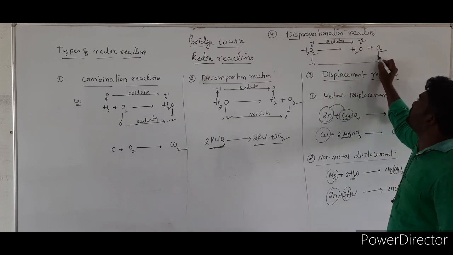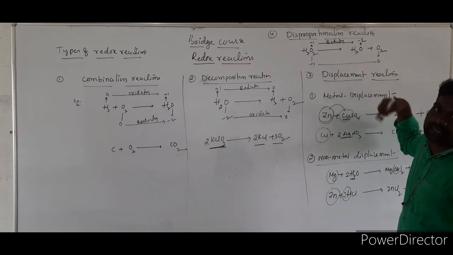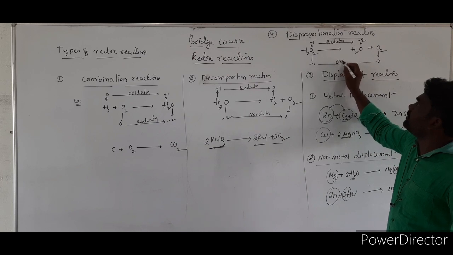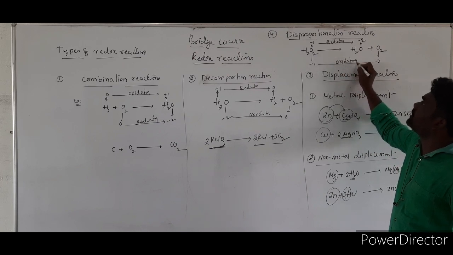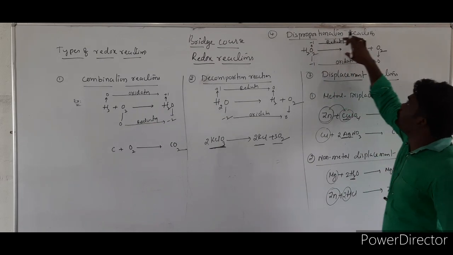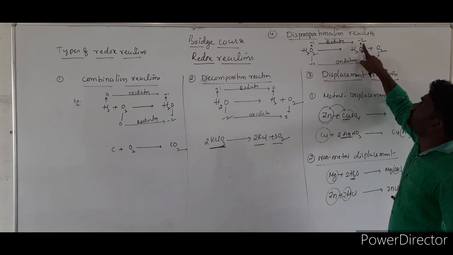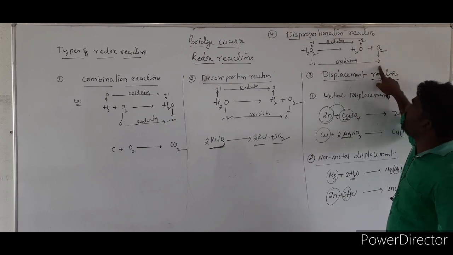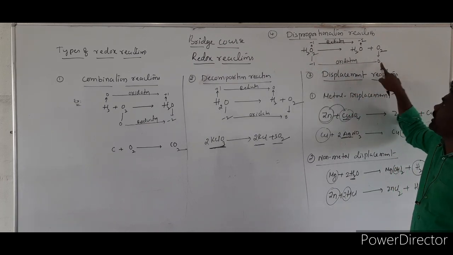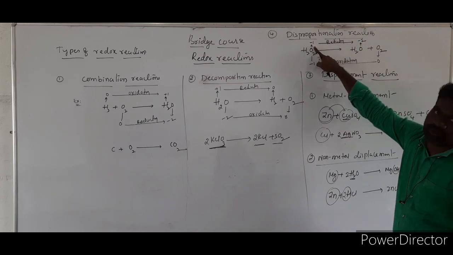Element in the sense what? Oxidation number is 0. So -1 to 0, the number is increased. Increase in oxidation number is called oxidation. Only one compound gives two products. In these two products, one product has a higher oxidation number when compared to the original one. Original one is -1. One product has 0, so higher oxidation number. One product is at a lower oxidation state when compared to the original one.